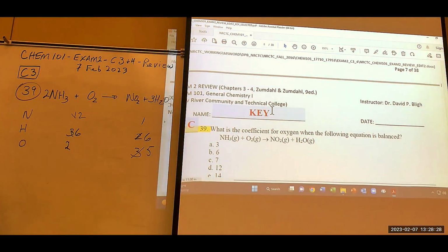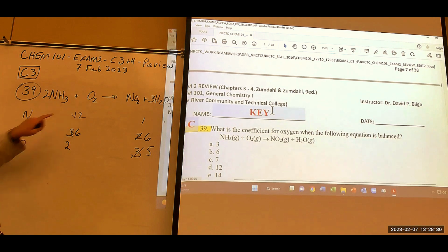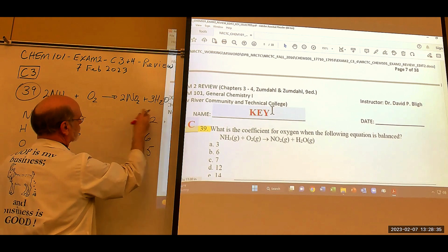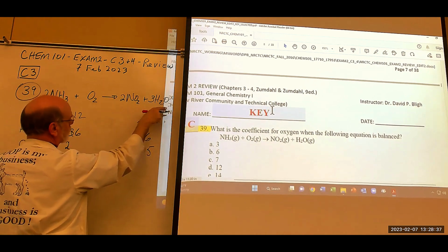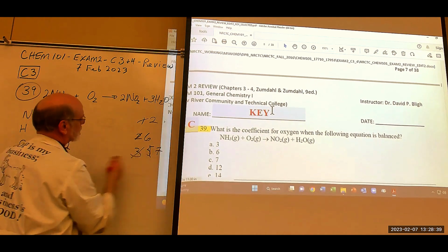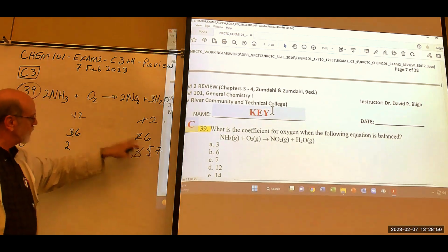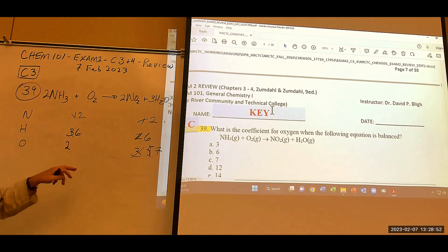Okay. Now we need to balance the nitrogens. So we need 2 on this side. 2 nitrogens, 4 and 3 is 7 oxygens. Okay, so we've got nitrogens and hydrogens balanced, but the oxygens are not balanced. So we've got a 7 here that we need 7 oxygens on this side.